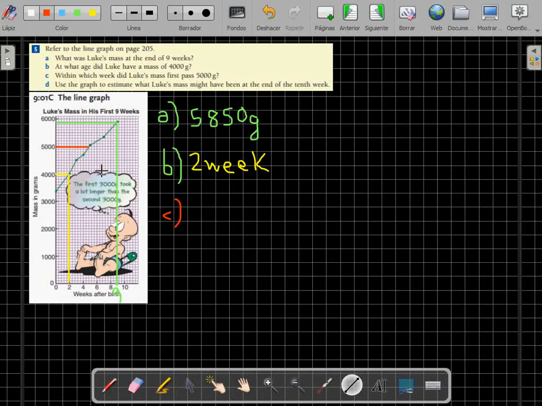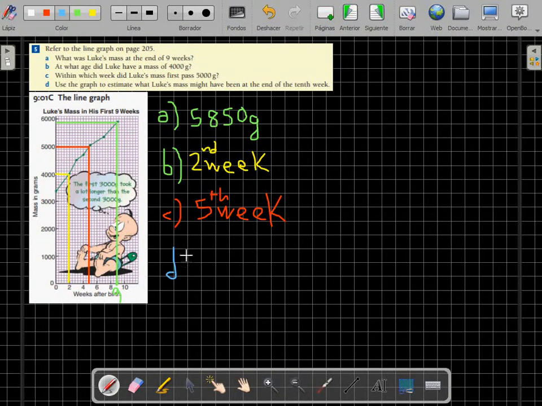Now that I have reached the line graph, from here I'm going to draw a straight, vertical line to the x-axis. I'm between 4 and 6 weeks. I can say that it could be at the 5th week that Luke achieved 5,000 grams. At the 5th week. By the way, I forgot to put here the 2nd week. Now, finally, we must answer part D.